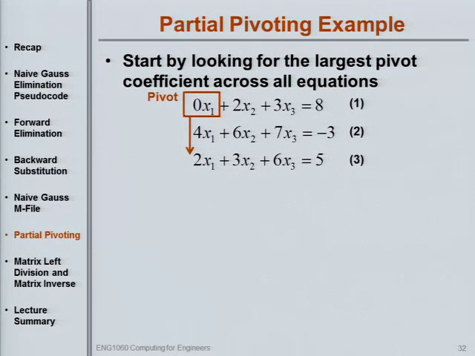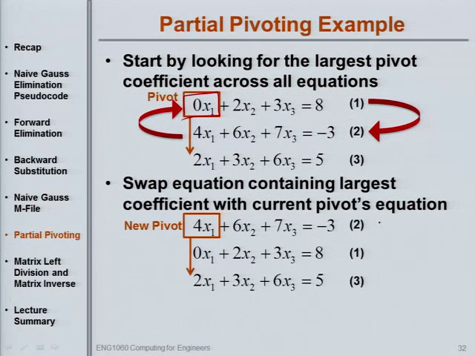So this is what we choose as our pivot in naive Gaussian elimination. Just swap row 2 and row 1. And this is our set of equations. Okay, we've just reordered them, 2, 1, 3. But now we've got a 4 in the pivot, and we're safe.